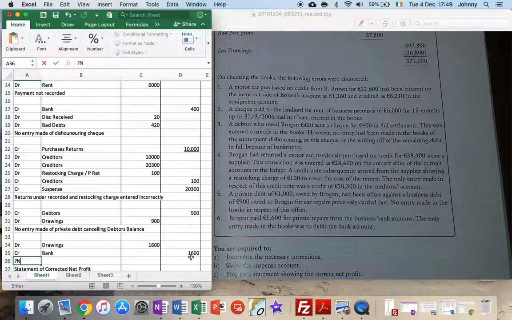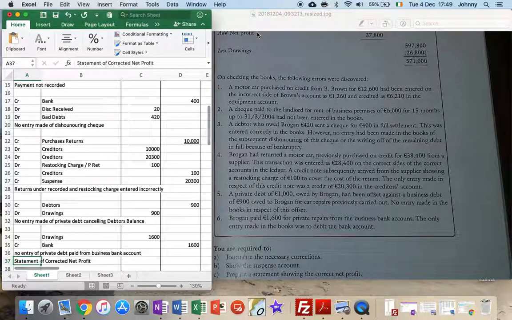So no entry of private debt paid from business bank account. So we now have the general journal finished. We can take the information from the general journal now, and we can put that information into the other accounts we have to do.